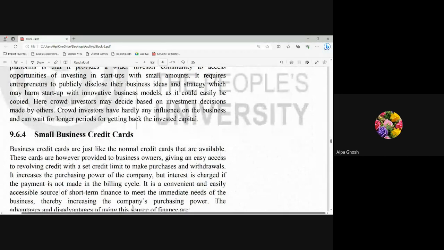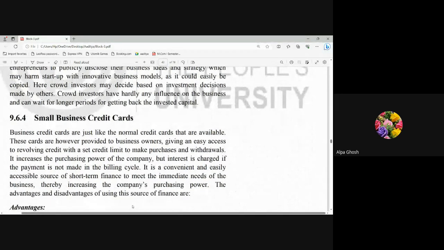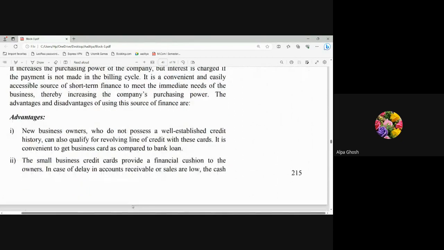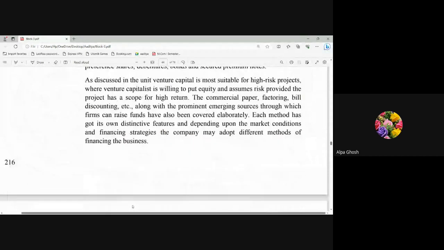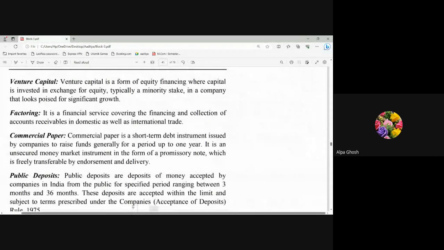Small business credit cards. A small business credit card is similar to the credit cards that we use, with a credit limit to be used in the business or for business purposes. So this is all about your sources of finance. I told you it is very easy and a very short one. So these are the terms. You just go through the terms. If you need an explanation for any term, I will explain. Just go quickly through this.